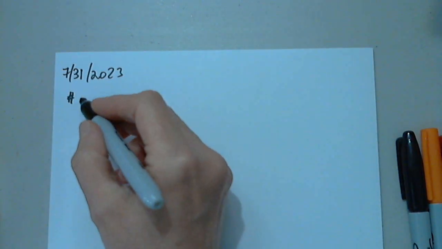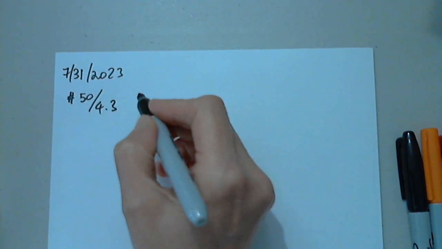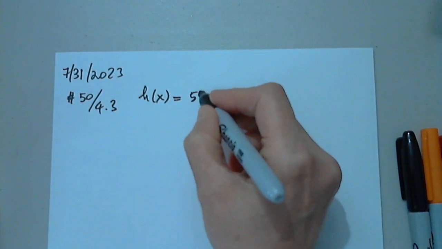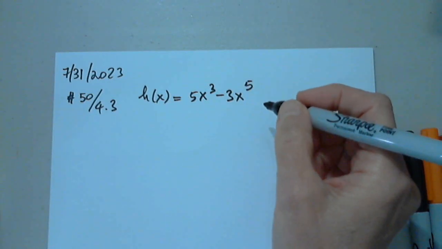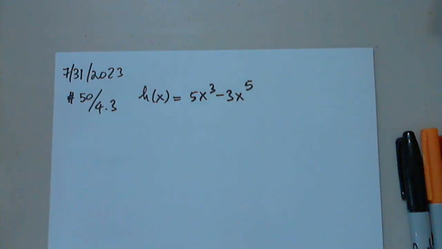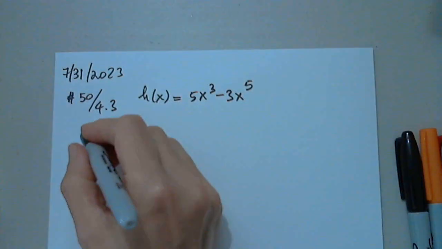It's question 50 from 4.3, and it's h of x is equal to 5x cubed minus 3x to the 5th. Okay, what are we trying to do? What was the question? Let me just go back to the textbook. It's from the textbook. So we're asked to graph everything. Yes, we were asked to graph everything. Okay, perfect. Awesome.